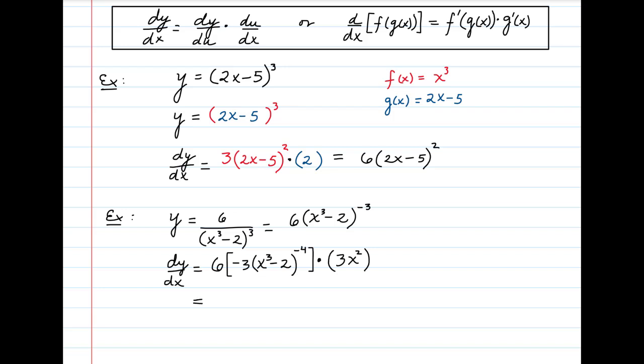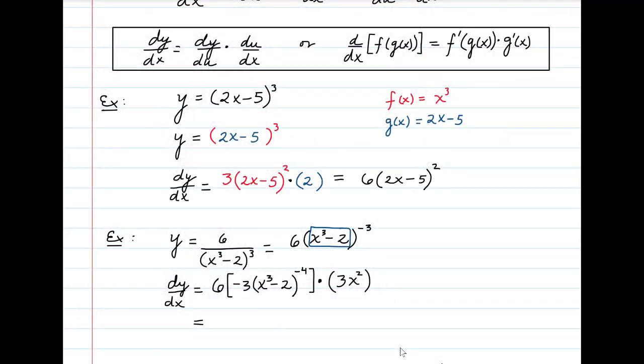We could combine this 6 with the negative 3 and the 3 here: 6 times 3 is 18, times 3 is 54. So we get negative 54. Remember, we still have the x squared times (x cubed minus 2) raised to the negative 4. Now, you can always bring this whole expression x cubed minus 2 to the bottom and change that negative exponent to a positive exponent. There's no need to expand the bottom here. This would be the simplest form. And here we have it.